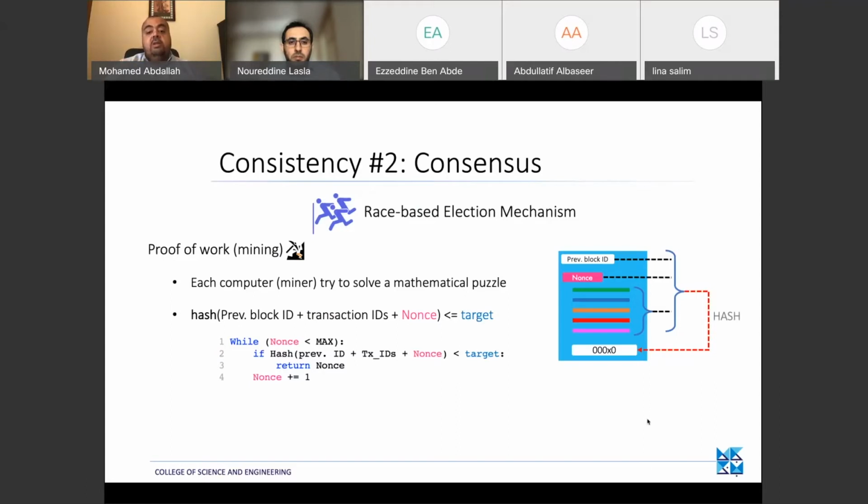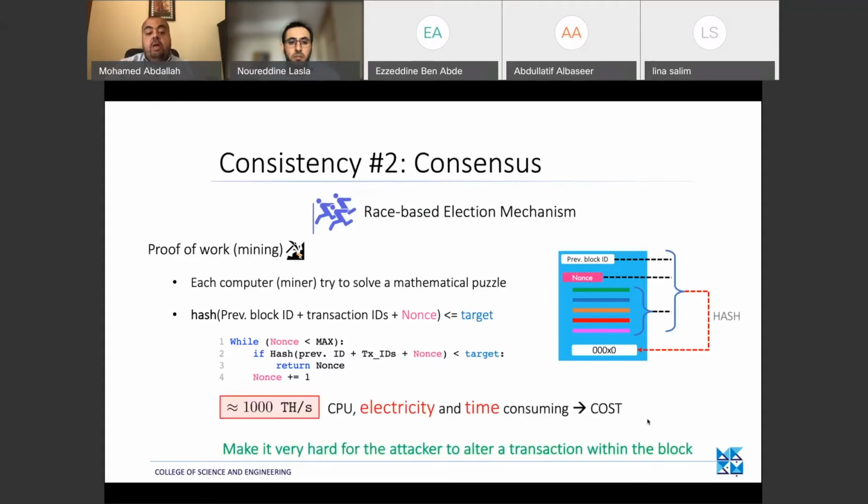So it's like a brute force method. They are always trying to solve this problem, and this puzzle can be very competitive and computation intensive. You can reach, for example, up to 1,000 terahashes per second, and it consumes a lot of CPU, electricity, and time. So it has a huge cost. That's why mining, as you heard about it, takes a lot of energy to do the mining process within the blockchain.